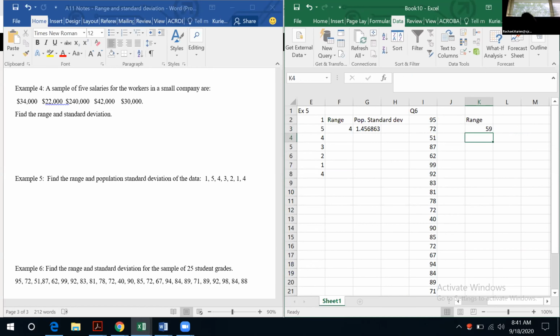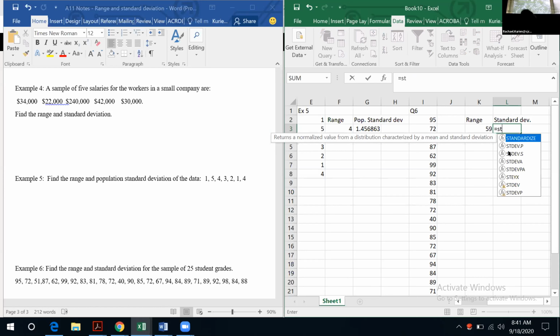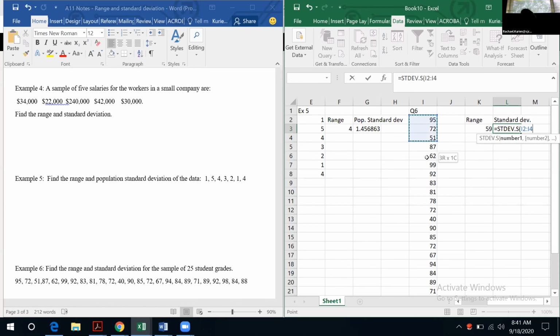And so now we're going to look at standard deviation. And it's for the sample. So I'm going to type in ST. Keep in mind it's a sample of 25 student grades, so you're going to hit the DEV.S. Select all your numbers. And then close the parentheses. And hit enter.